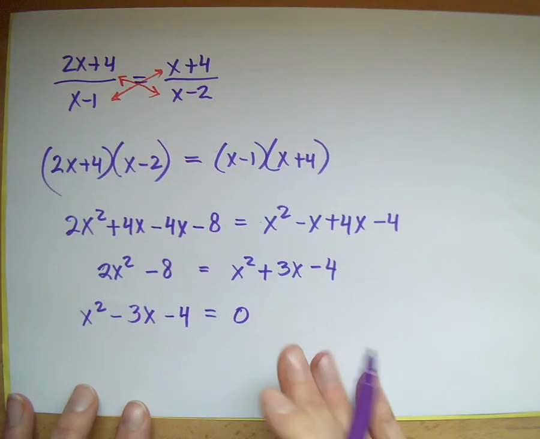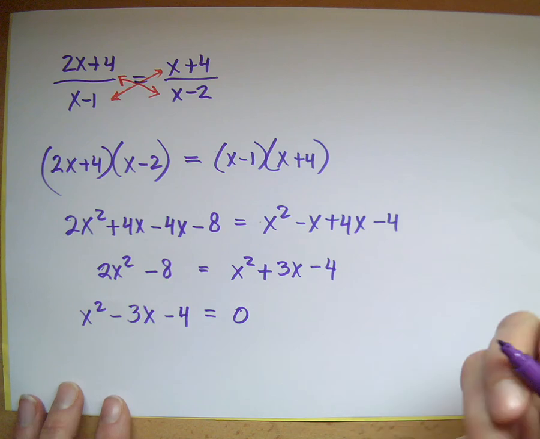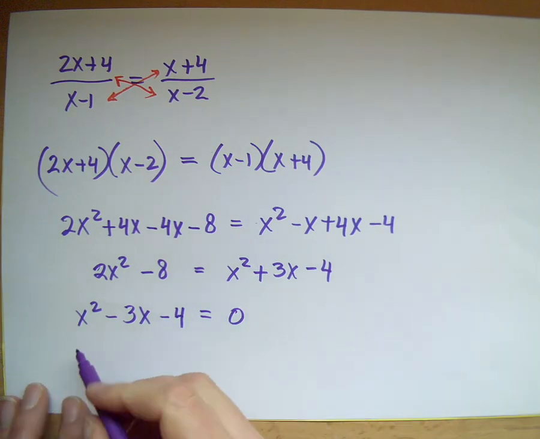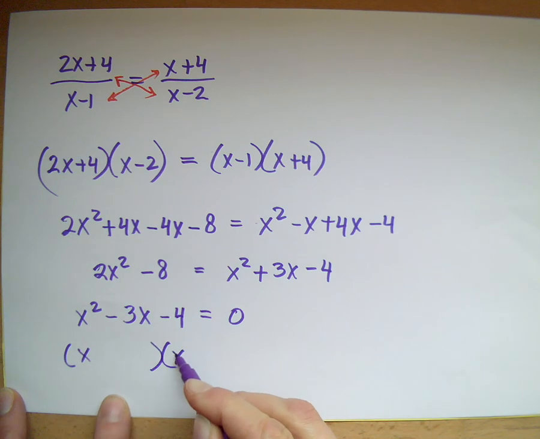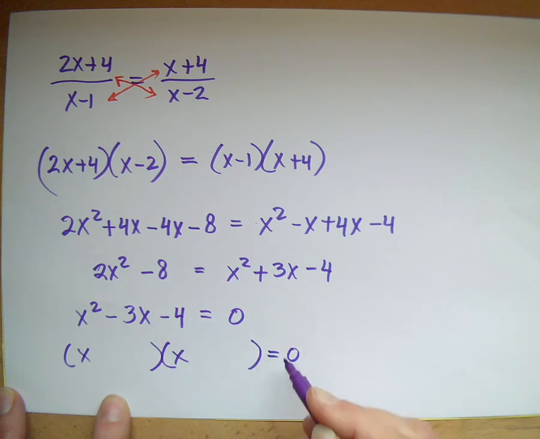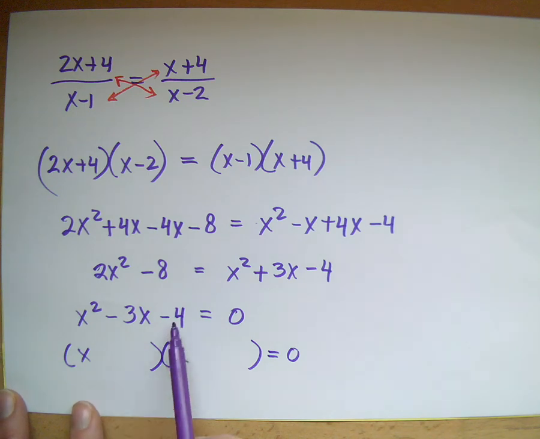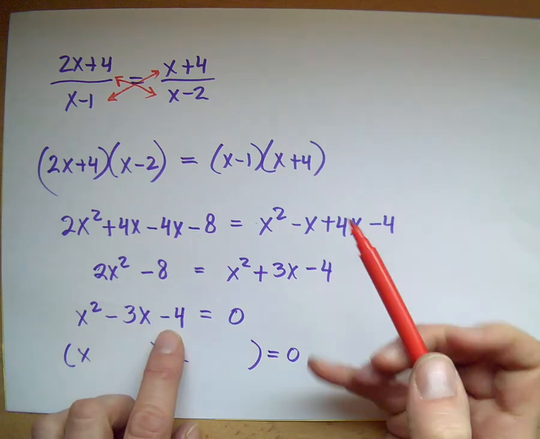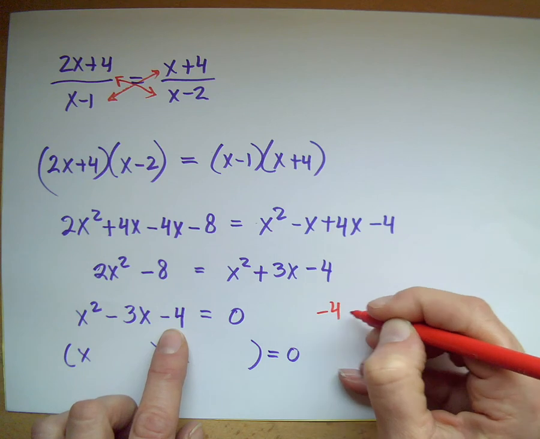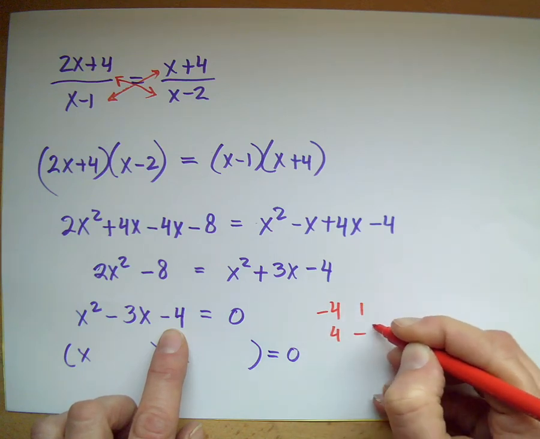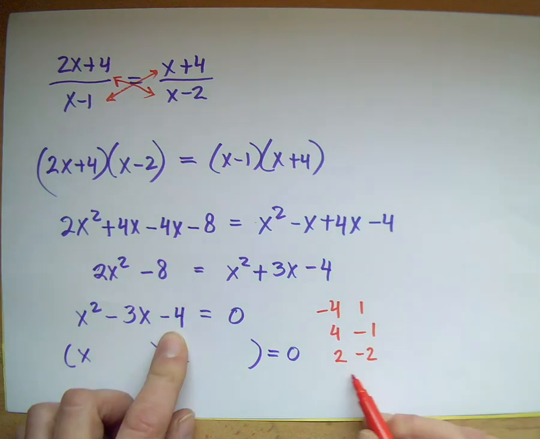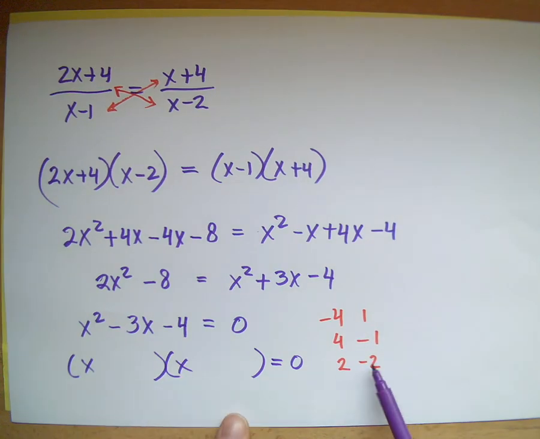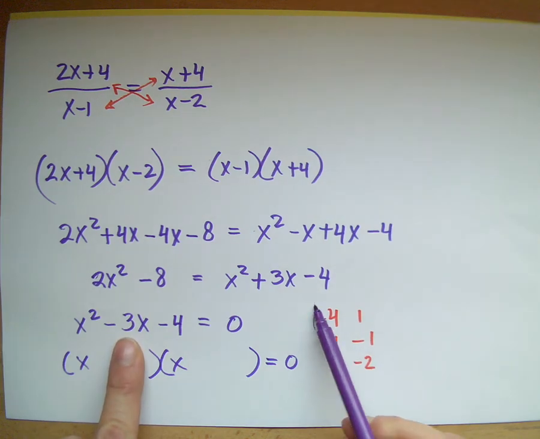Stop me if that went too fast, and just make the in-between steps in your own notebook, and you'll figure it out. We are lucky that this is an easy one. We don't need the formula to solve for x, because look, we look for factors of negative 4, which could be negative 4 and 1. It could be 4 and negative 1. It could be 2 and negative 2, or the other way around. And we want a combination of factors that add up to give negative 3, which would be these two.